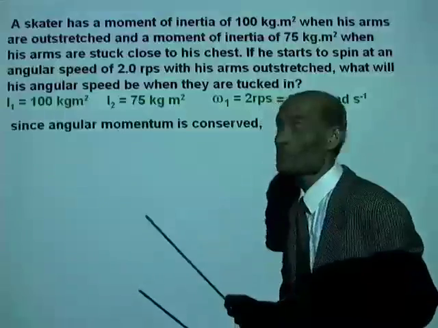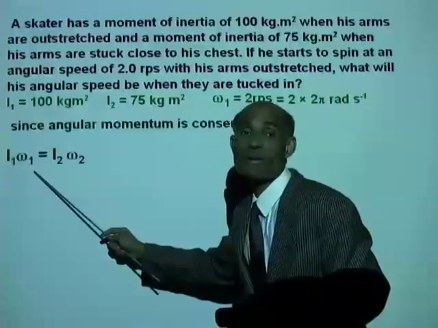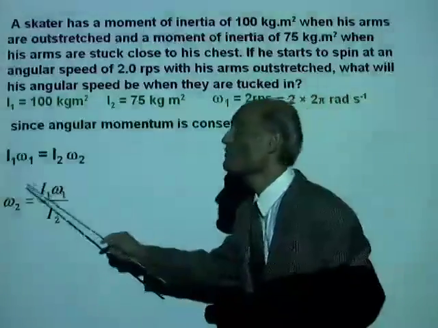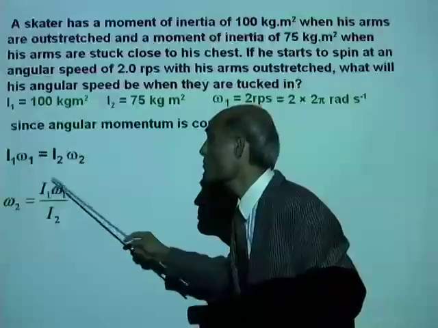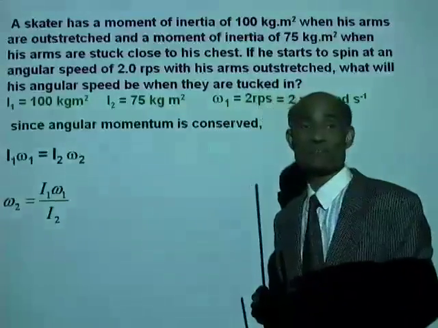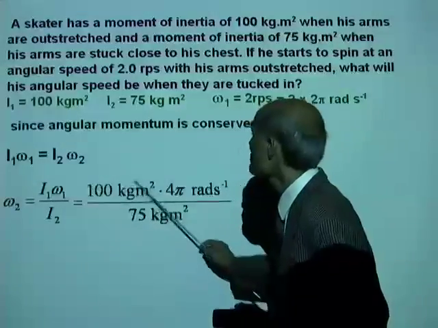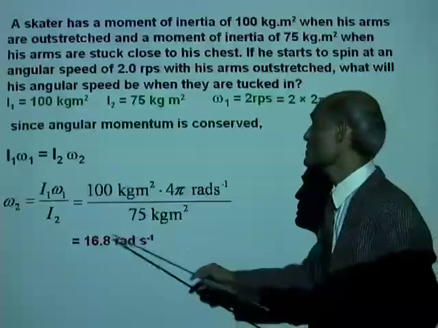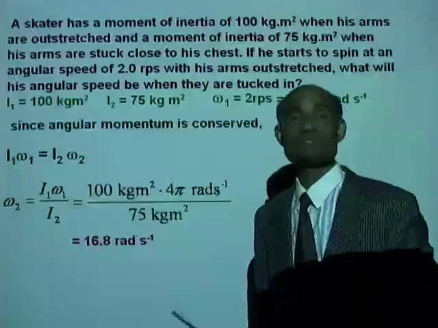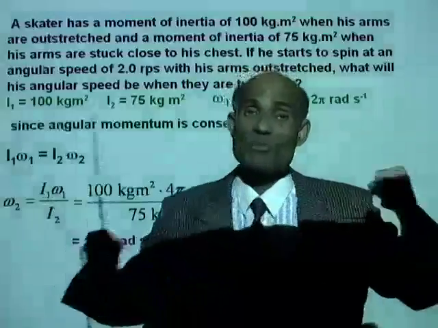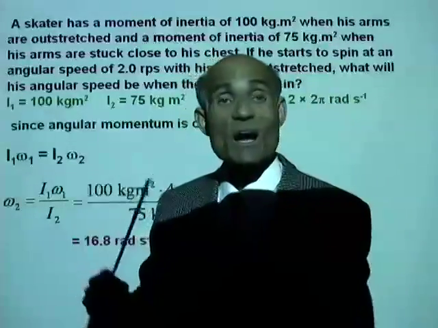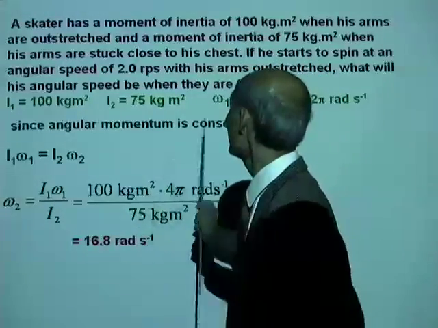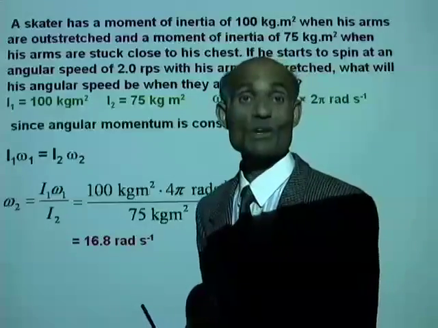Since the angular momentum is conserved, we have I1 omega 1 equal to I2 omega 2. And therefore omega 2 equal to I1 omega 1 divided by I2. I1 we know, omega 1 we know, and I2 we know. And that will be 16.8 radian per second, and that's the reason why the skater will now go faster. Is that right? It is much bigger than the earlier angular velocity.